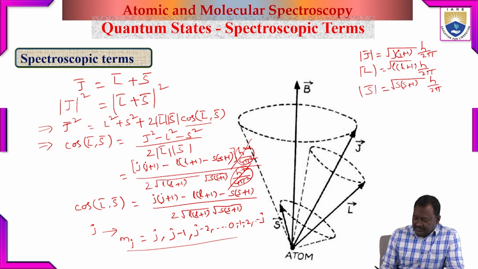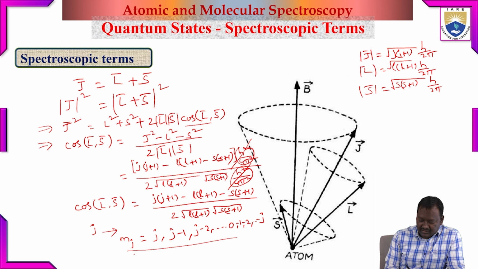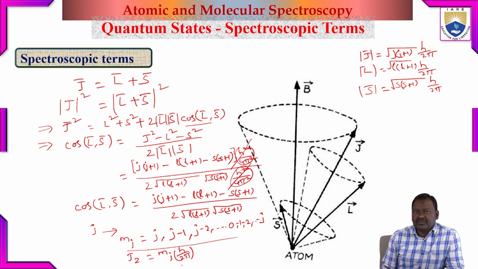In general, here we can also notice that the magnitude of Jz is equal to Mj into h by 2 pi. Mj into h by 2 pi. So the values of Mj are like this.